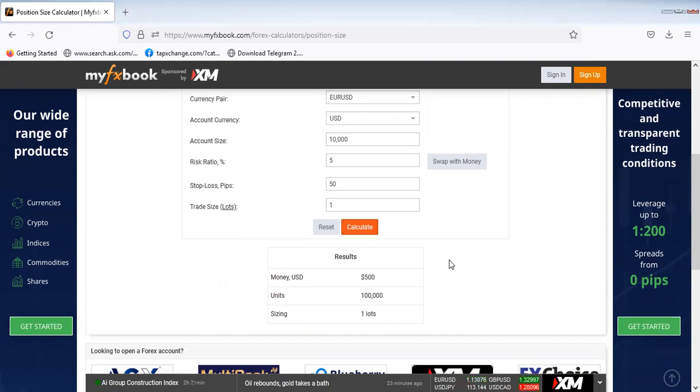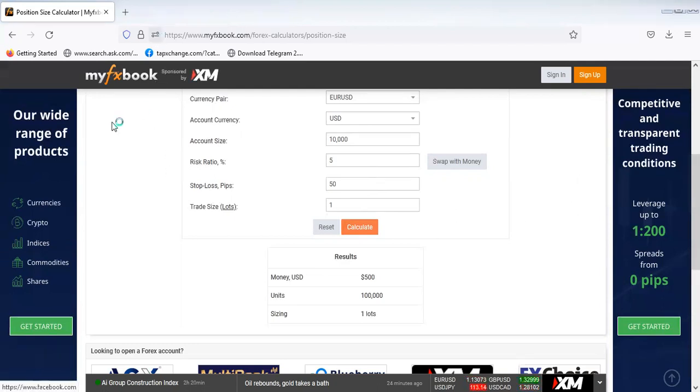Do you know what this means? It means that you are risking $500 out of $10,000. Are you with me? Of course, when you take away $500 from $10,000, that is $9,500. You get it. So that is that.